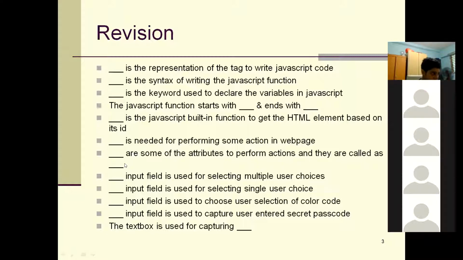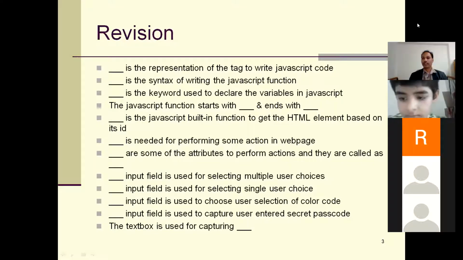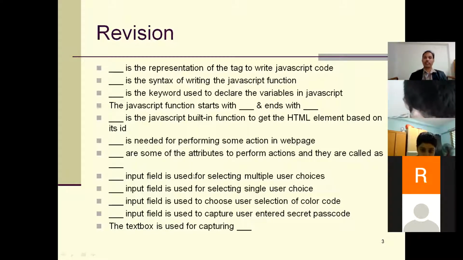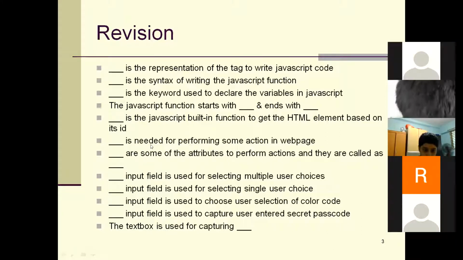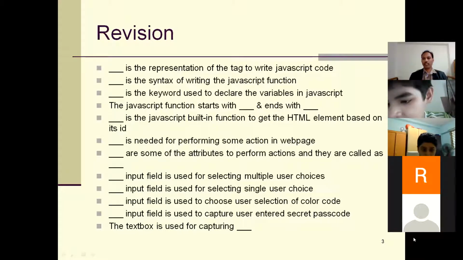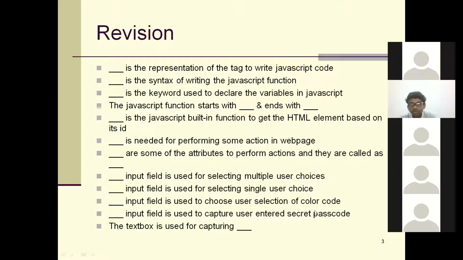Okay, HTML events. Fine. Next one: dash input field is used for selecting multiple user choices. Who hasn't said? Sean, this is for you. Checkbox. Perfect. Checkbox is the one we can use to select multiple user choices. Next one: dash input field is used for selecting a single user choice. Radio button. Right.